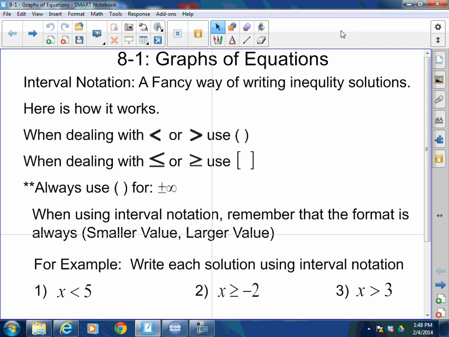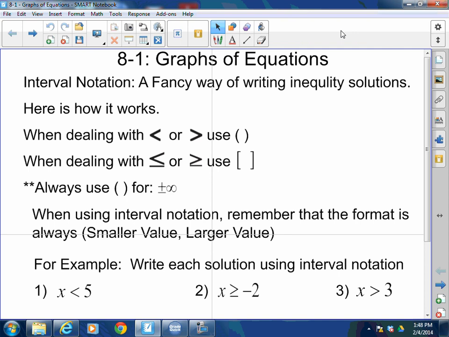First of all, we're going to talk about interval notation. I don't know if you guys remember, but we did do this. Do you guys remember doing interval? Okay, so that's why we're just going to go real quick. It's a fancy way of writing inequality solutions.